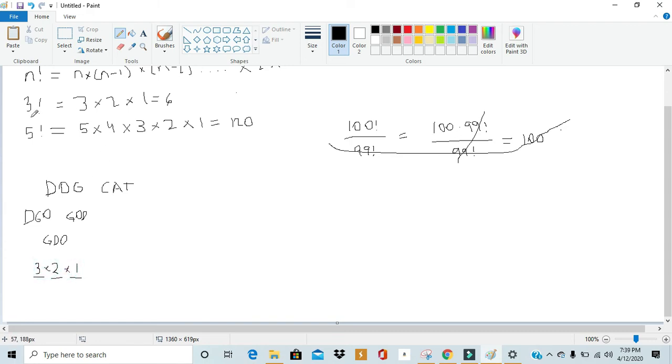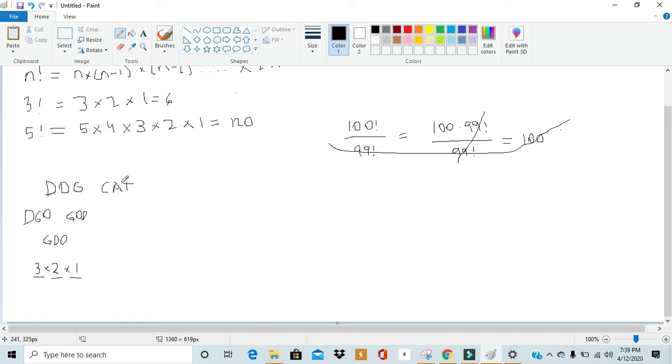Where does that look familiar? Oh, wait. That's just 3 factorial. So the number of ways to rearrange the letters in the word dog is just 3 factorial. What about in the word cat? Well, I'm not going to write anything because if you look at it, cat and dog are pretty similar, even though they're as different as dog and cat.